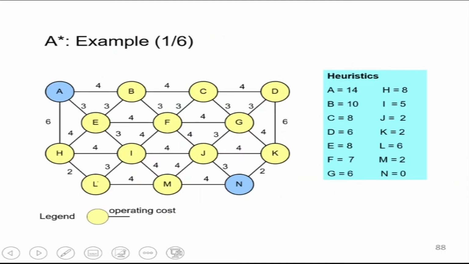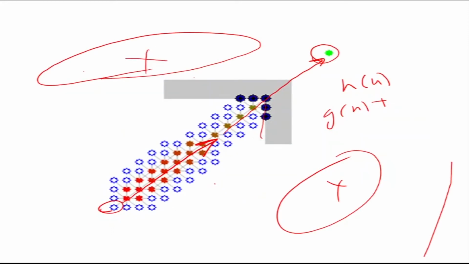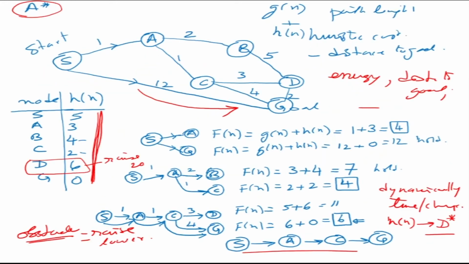This is another example of the A star algorithm. Okay, so these are various nodes. Now in the previous case, the example I just solved, there are very few nodes. There are 1, 2, 3, 4, 5, only 6.